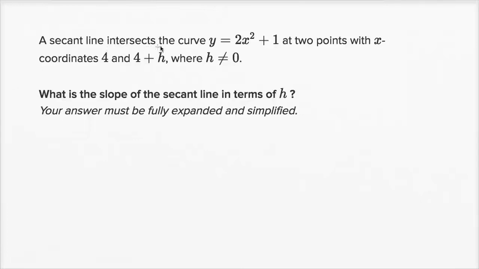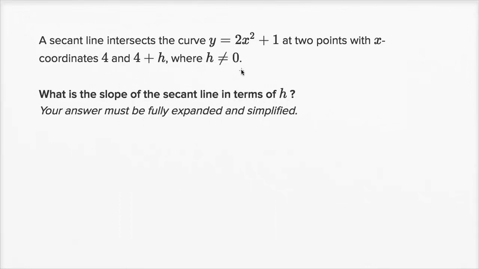A secant line intersects the curve y equals 2x squared plus 1 at 2 points with x coordinates 4 and 4 plus h, where h does not equal 0. What is the slope of the secant line in terms of h? Your answer must be fully expanded and simplified.